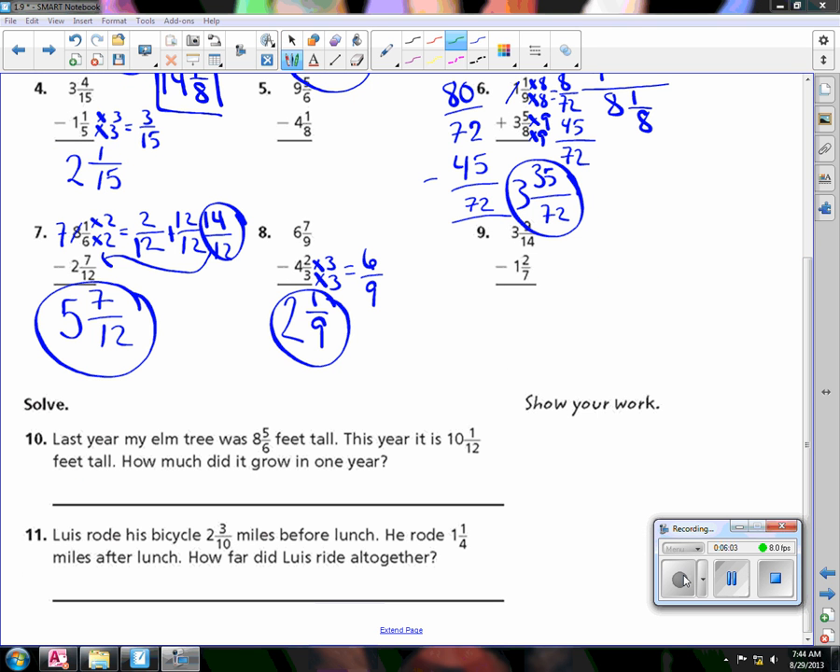Okay, so let's try this on the next one. Down here, let's go to the story problem. Last year my elm tree was 8 5/6 feet tall. This year it's 10 1/12 feet tall. How much did it grow in 1 year? So I know that I'm going to be subtracting. I'm going to take 10 and 1/12, and I'm going to subtract 8 and 5/6.